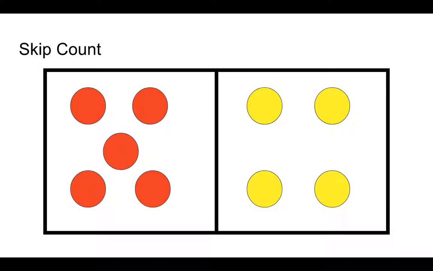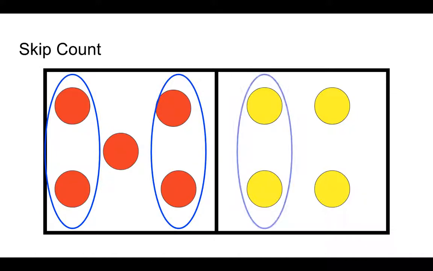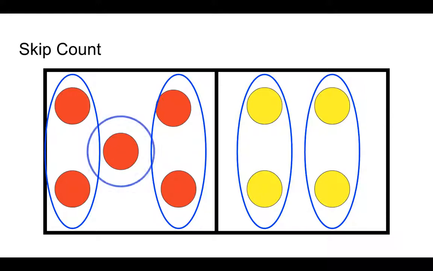But I do see that I could make a couple of groups of 2. So if I look here, I can have a 2, another group, and another group. So I can see that there's 4 groups of 2, so I can easily count by 2s. I do have one that's left over, but we'll talk about what we do with that later. So if I'm skip counting, I'm going to keep these groups in mind, and I'm going to skip count, in this case, by 2s.